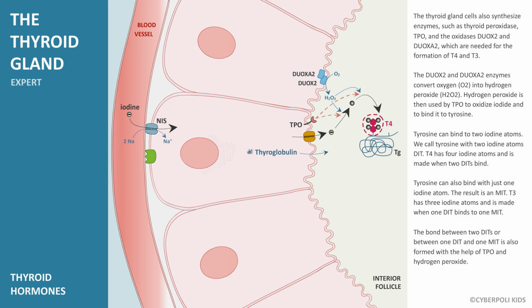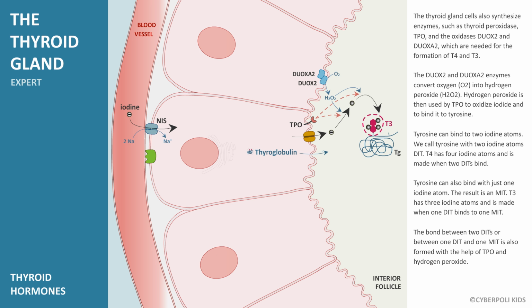T4 has 4 iodine atoms and is made when 2 DITs bind. Tyrosine can also bind with just 1 iodine atom. The result is an MIT. T3 has 3 iodine atoms and is made when 1 DIT binds to 1 MIT.